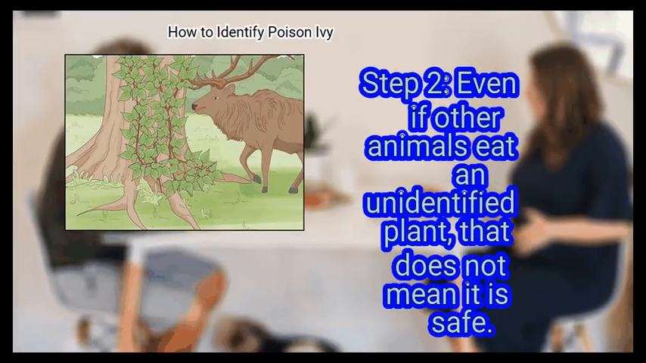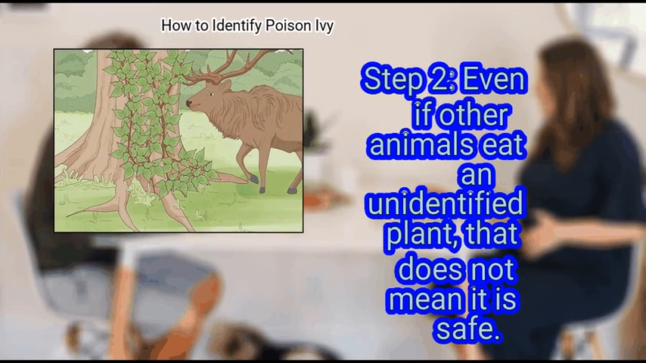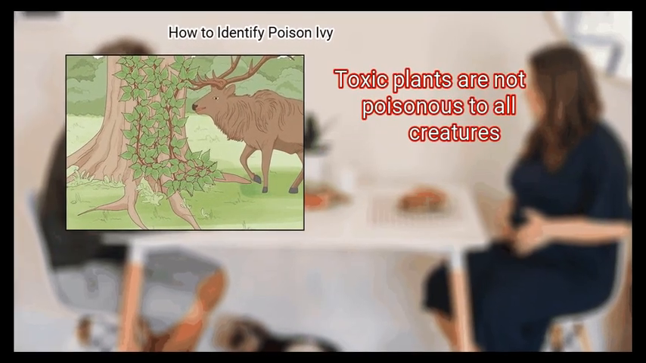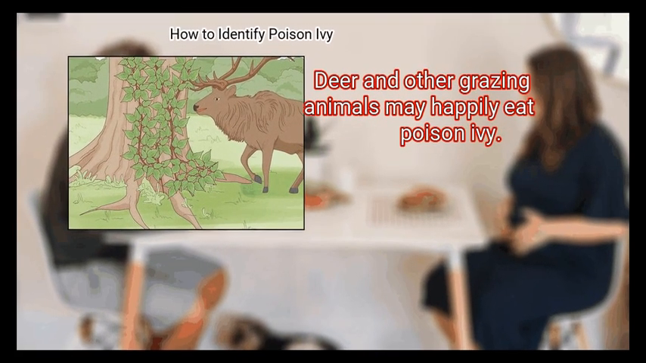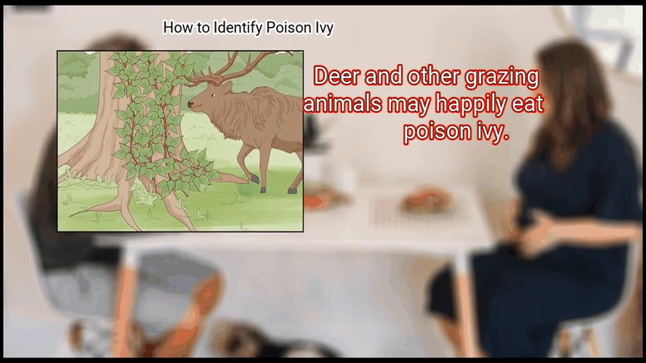Finally, even if other animals eat an unidentified plant, that does not mean it is safe. Toxic plants are not poisonous to all creatures. Deer and other grazing animals may happily eat poison ivy.